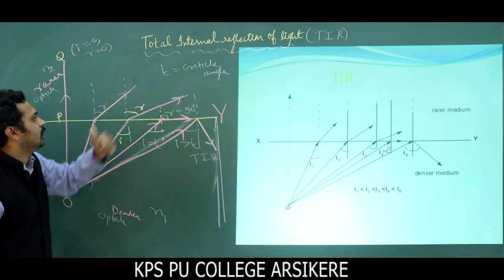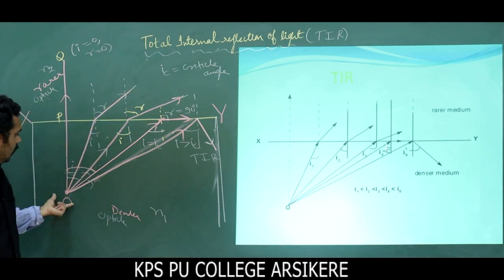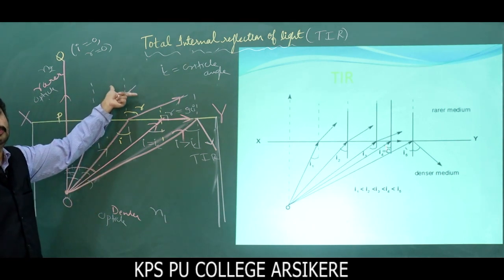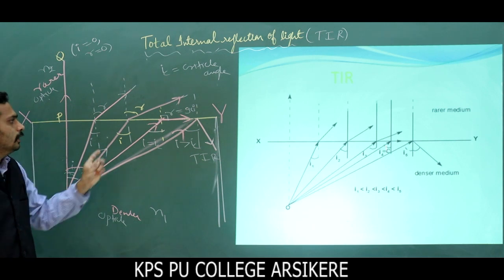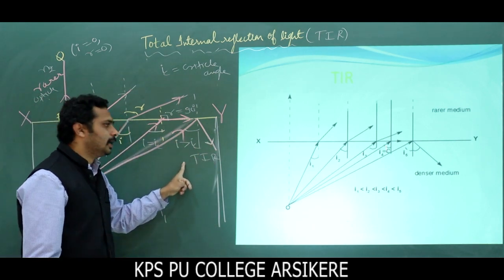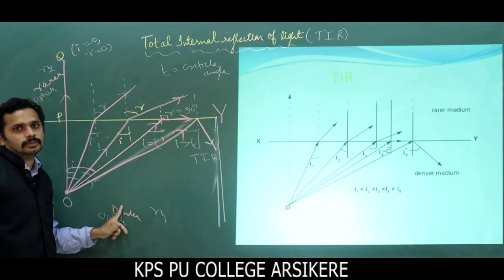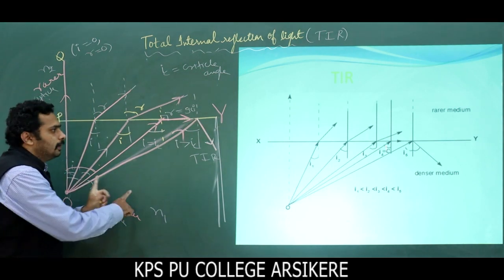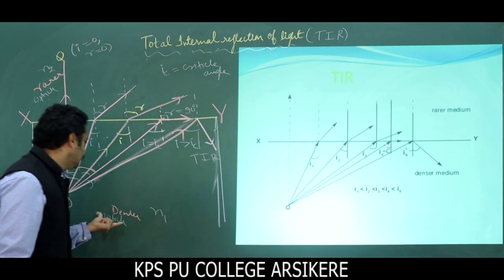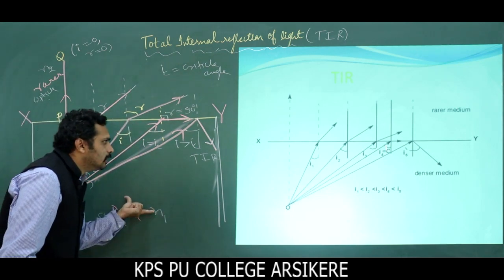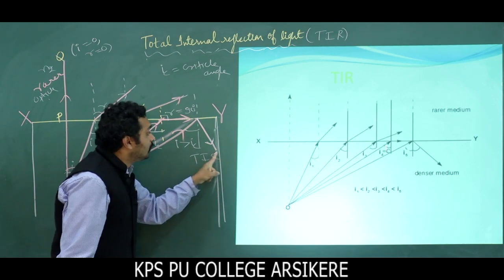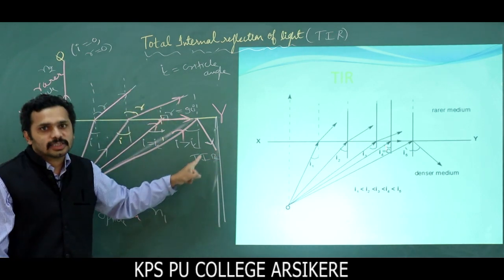Right. Now what is TIR? A ray of light travels from optically denser medium to optically rarer medium. Then the ray is completely reflected back to the same medium. Here I passed the ray of light in the denser medium, but once again the ray is in the denser medium. ನಾನು ಇಲ್ಲಿ ಯಾವ ಮೀಡಿಯಮಿಗೆ ಕಳಿಸ್ಕೊಂಡಿದ್ದೀನೋ ಅದೇ ಮೀಡಿಯಮಿಗೆ ಬರ್ತಾ ಇದೆ. ಅಂದರೆ ಟೋಟಲ್ ಇಂಟರ್ನಲ್ ರಿಫ್ಲೆಕ್ಷನ್, ಕಂಪ್ಲೀಟ್ ರಿಫ್ಲೆಕ್ಷನ್ ಆಗಿದೆ.